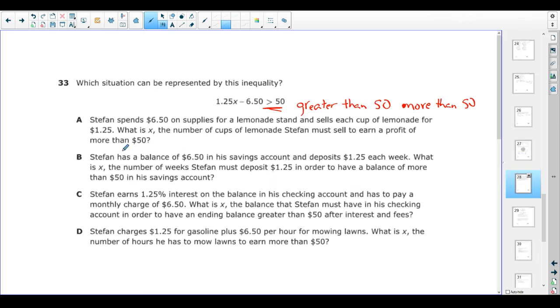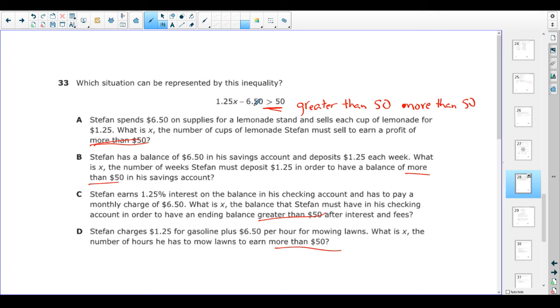So answer A, earn a profit of more than 50. Okay, so this one's still good. B, more than 50 in a savings account. Okay, that's good. Let's see. In order to have an ending balance greater than 50, that's still good. And to earn more than 50. Okay, so that didn't help too much, right? Oh well. So we go to the next part.